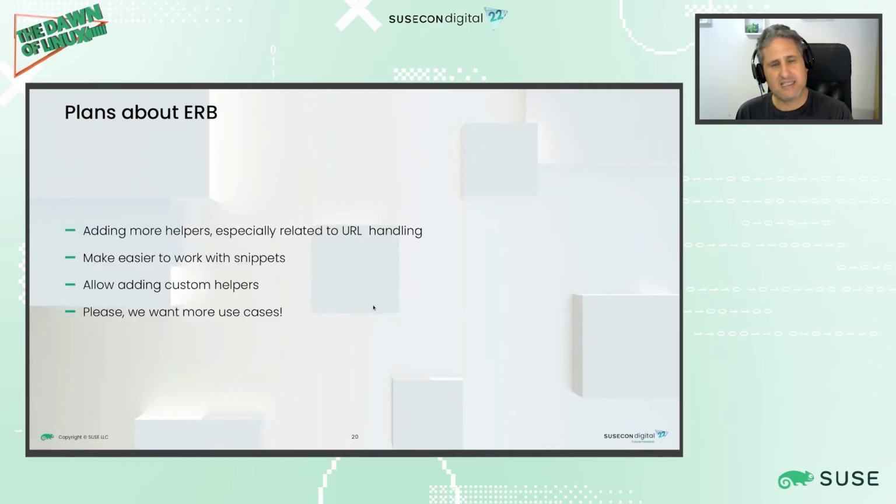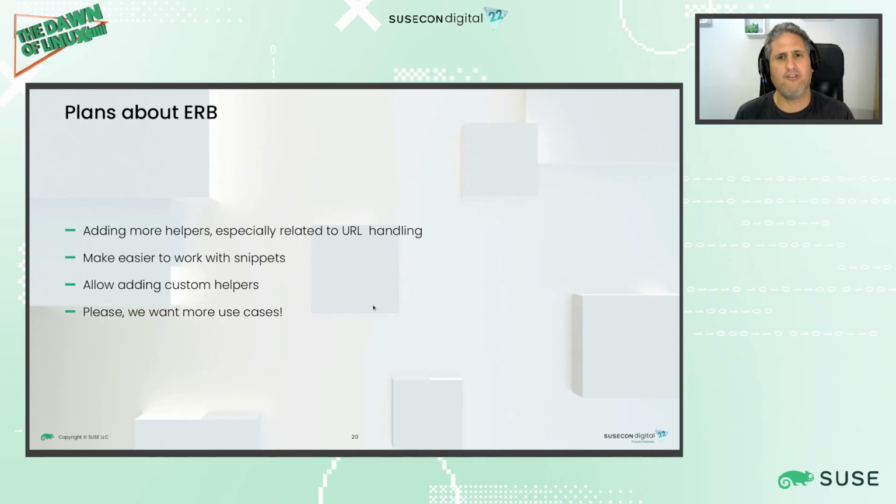But as I have said, ERB is a rather young feature. So we might need to add more helpers, especially URL related helpers. We have identified that that is one of the weak points of ERB. I will show you an example in just a minute. We would like to make it easier for you to work with snippets and to include another file like we might do with rules. It should be something easy to do. Actually, it's not, but it should be.